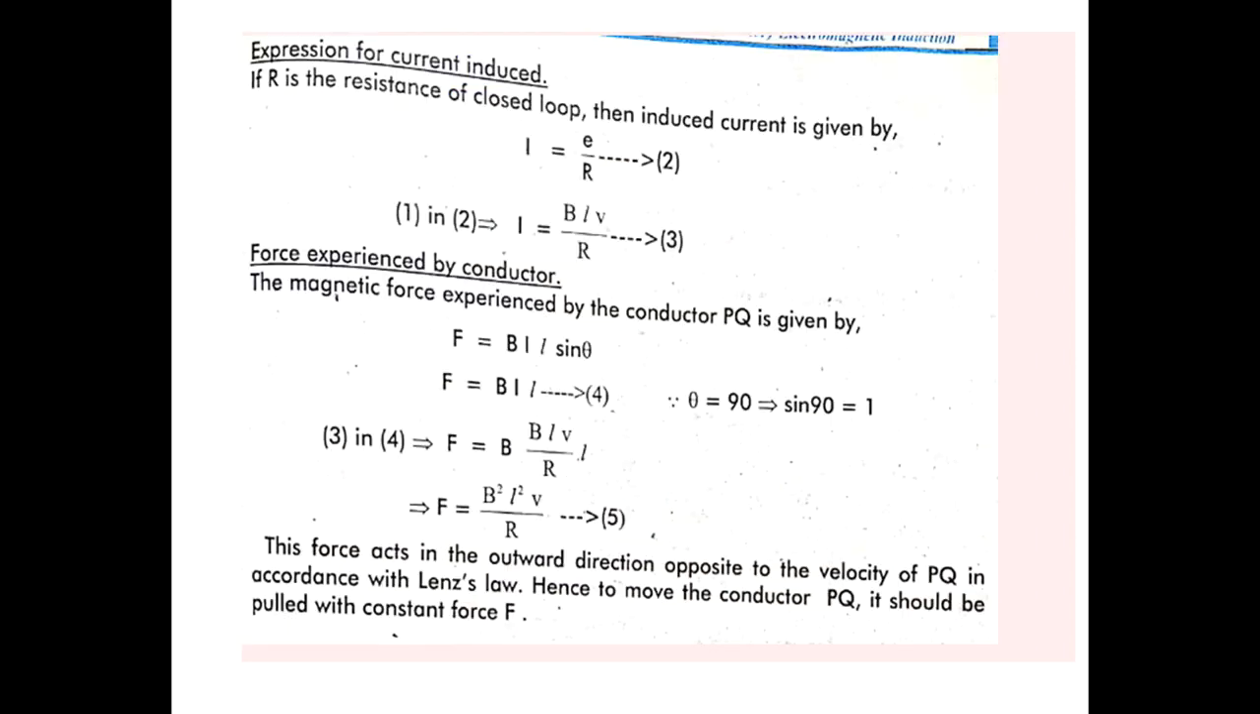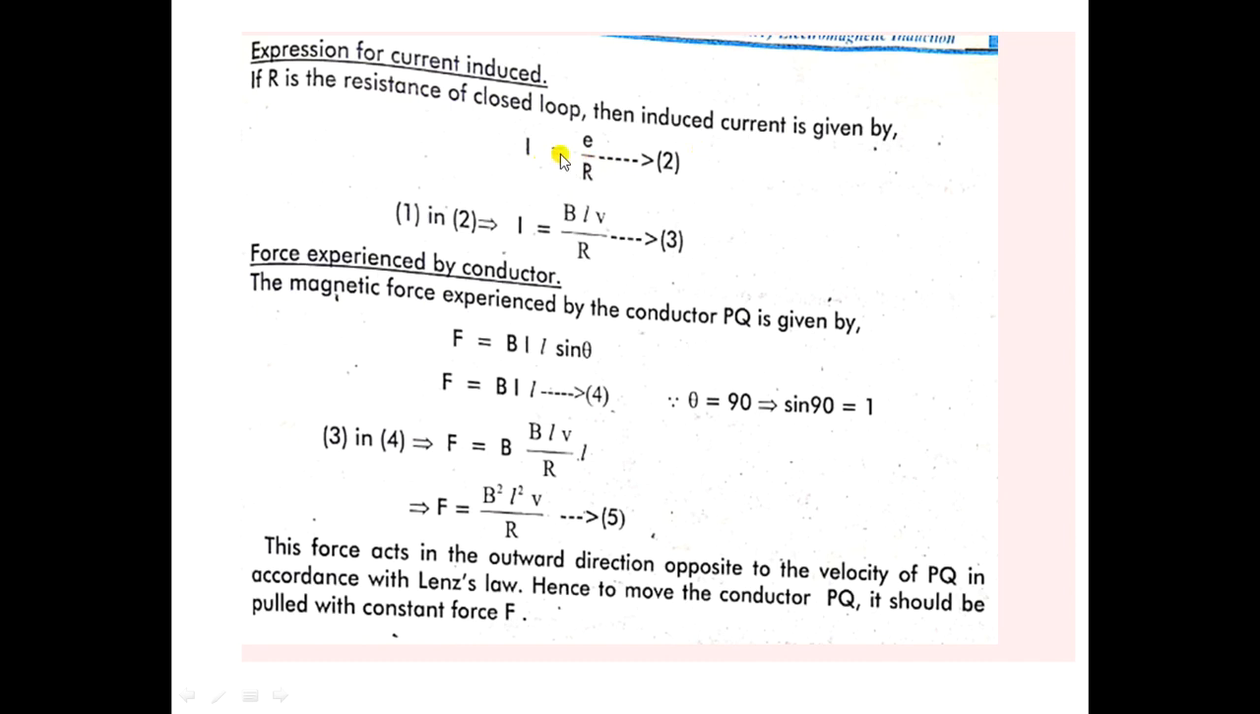After that, we'll discuss the expression for current induced. If R is the resistance of the closed loop, the induced current is given by I is equal to E by R. Here I is the induced current, so EMF divided by resistance. I is equal to E by R. Suppose that is equation number 2.